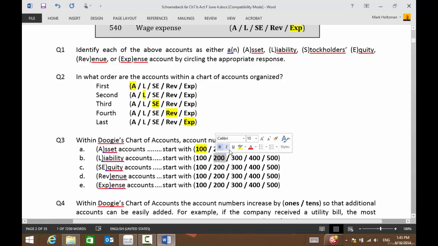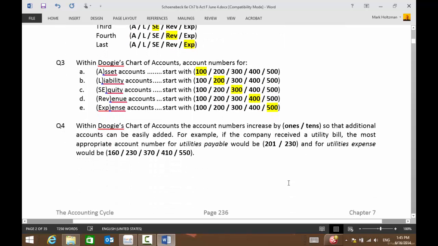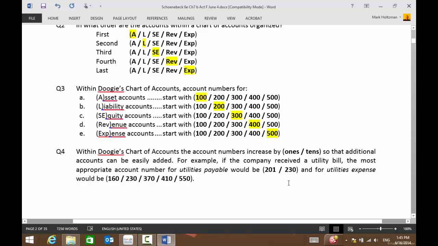Liabilities start with 200. Stockholders' equity is 300. Revenues is 400. And expenses are 500. And that's kind of standard, but you would typically have account numbers for each account. Within this chart of accounts, account numbers increase by what? Ones or tens? Tens. And then that allows you to make room in case you need to add more accounts later.